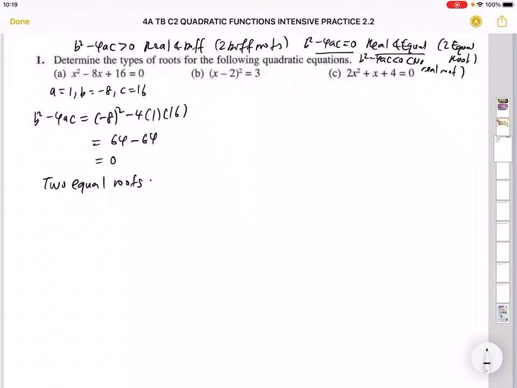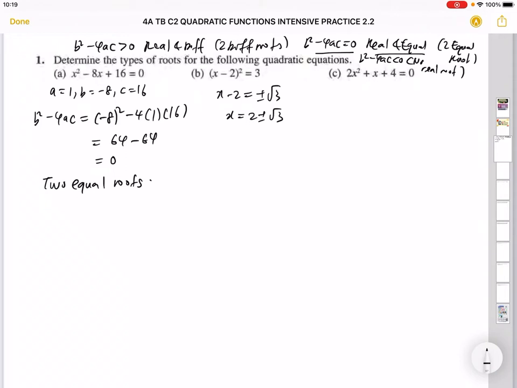Now the second one, actually you don't have to use b squared minus 4ac. Why? Because we can square root this, and straight away we realize that there are two possibilities, two answers. So x is now 2 plus minus root 3. So we can straight away say that the equation has two different roots.